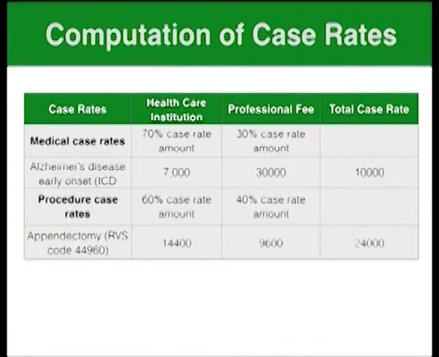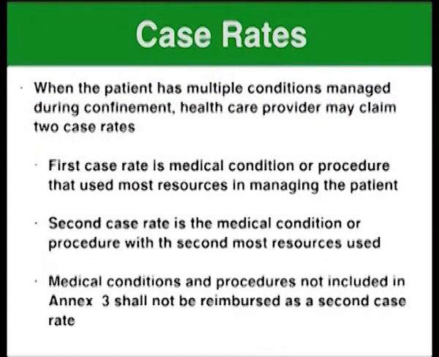rate amount. For procedure case rates, the healthcare institution fee and professional fee is 60 and 40% respectively of the total case rate amount. When the patient has multiple conditions managed during confinement, healthcare provider may claim 2 case rates. The first case rate is the medical condition or procedure that used the most resources in managing the patient. The second case rate is the medical condition or procedure with the second most resources used.